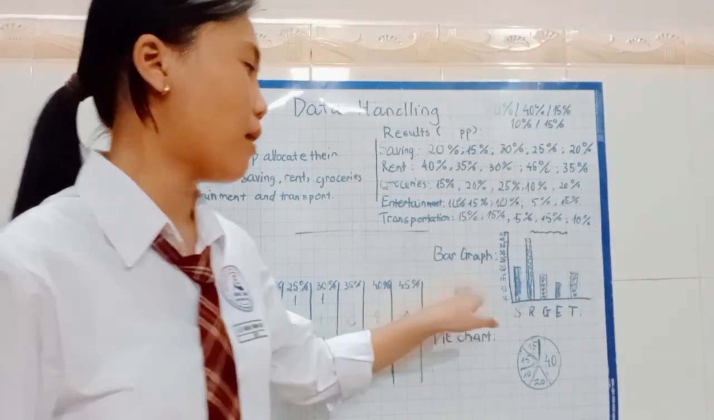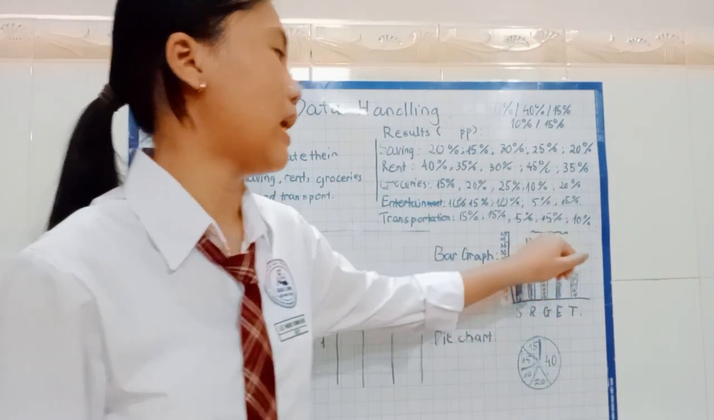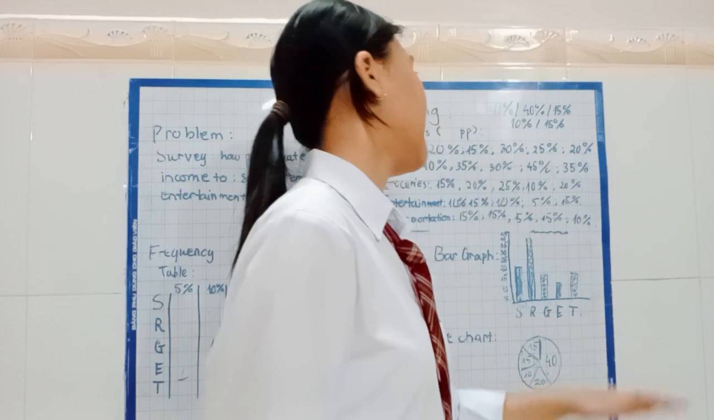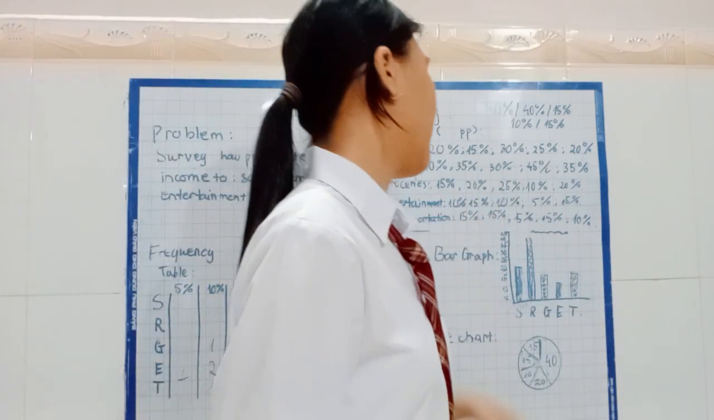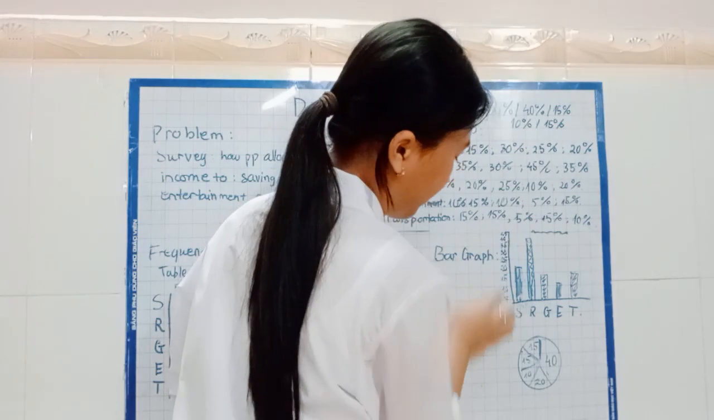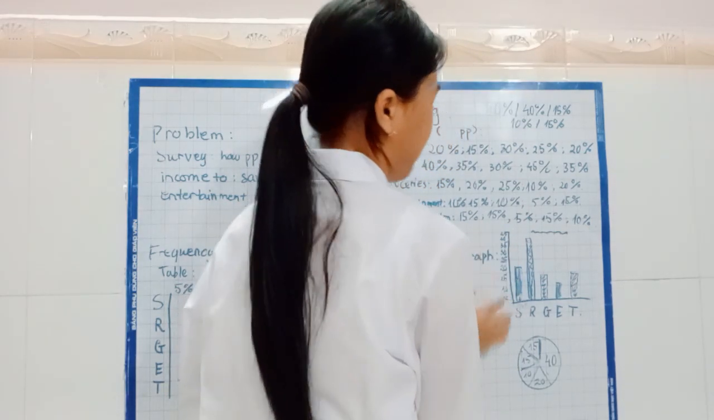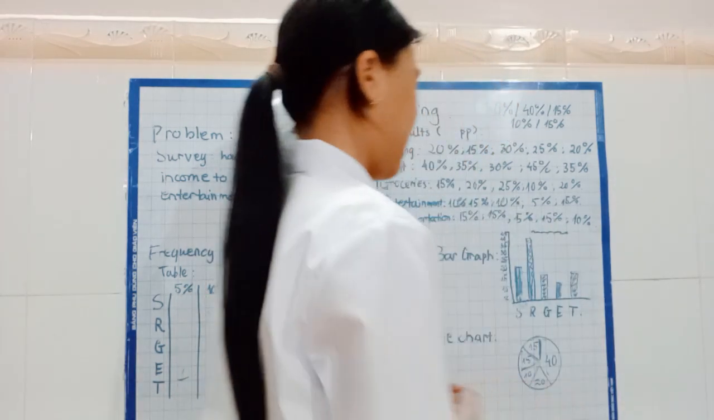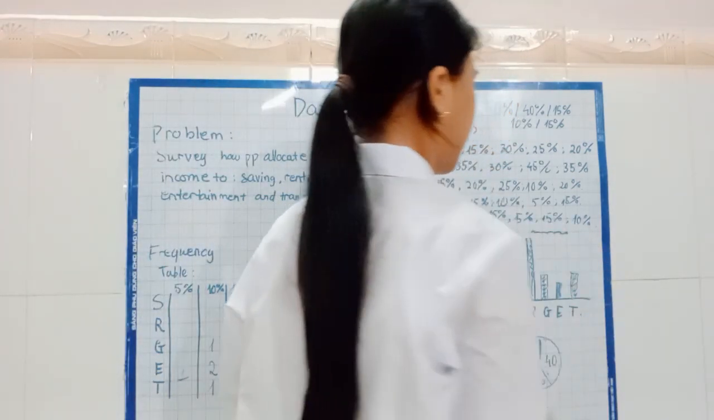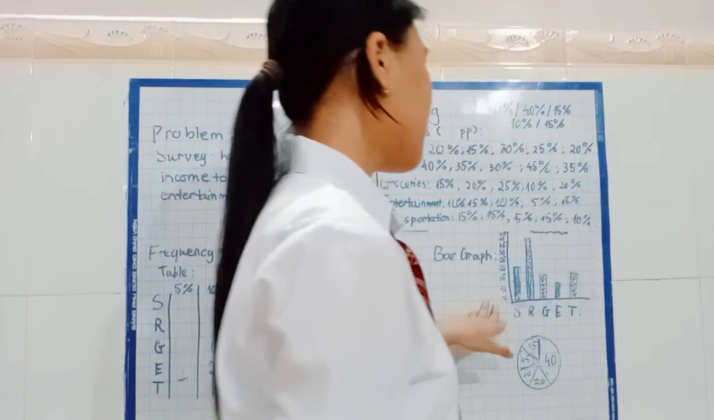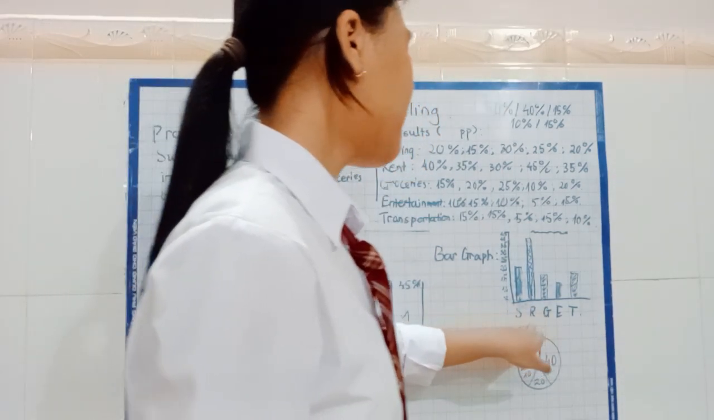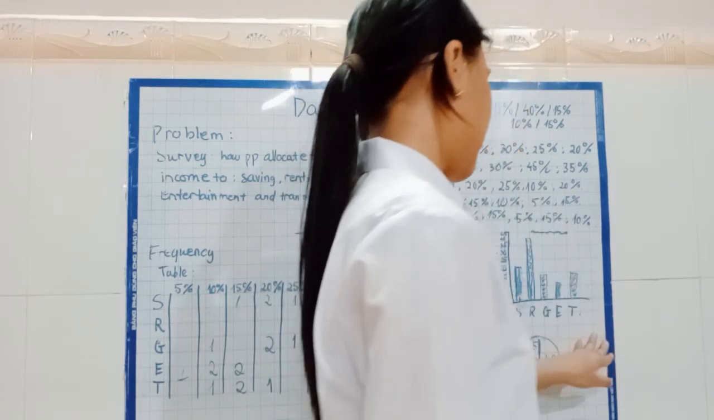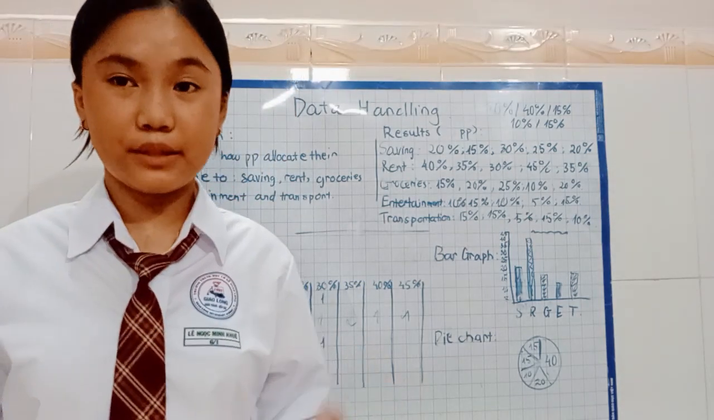Next we have our bar graphs. This graph has the title of how participant A spends their income in their daily life. On this column here, we have the percentage of the money, and here we have savings, rent, groceries, entertainment, and also transportation. These are the bars we could show. By this, we can understand that this person spent 20% on savings, 40% on rent, 50% on groceries, 10% on entertainment, and 50% on transportation.